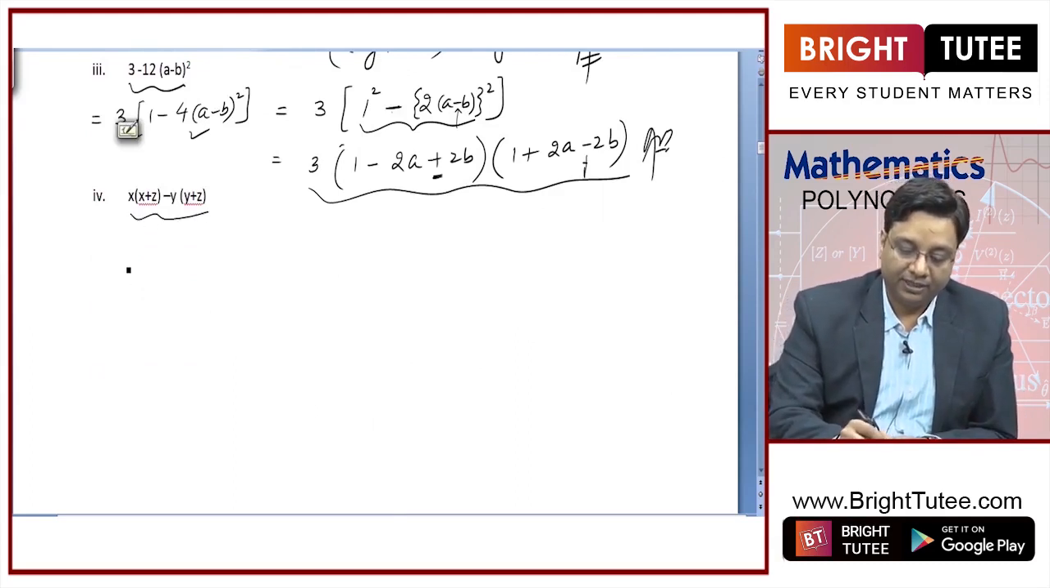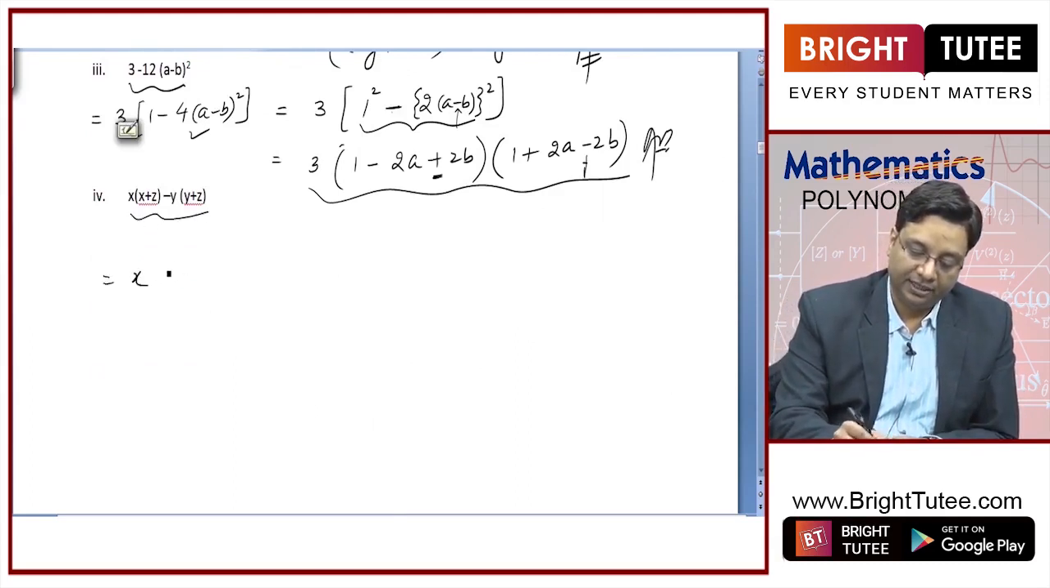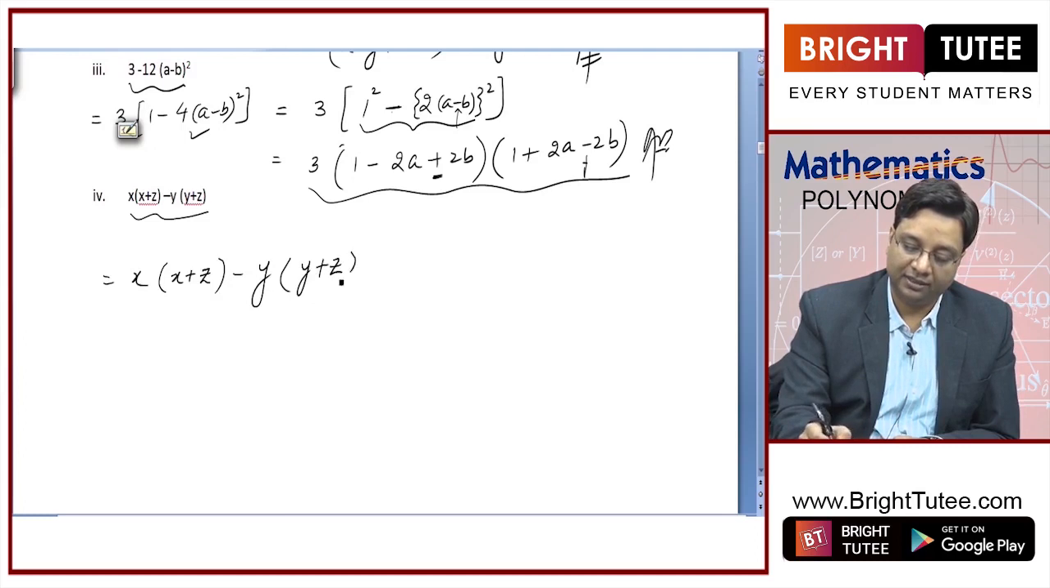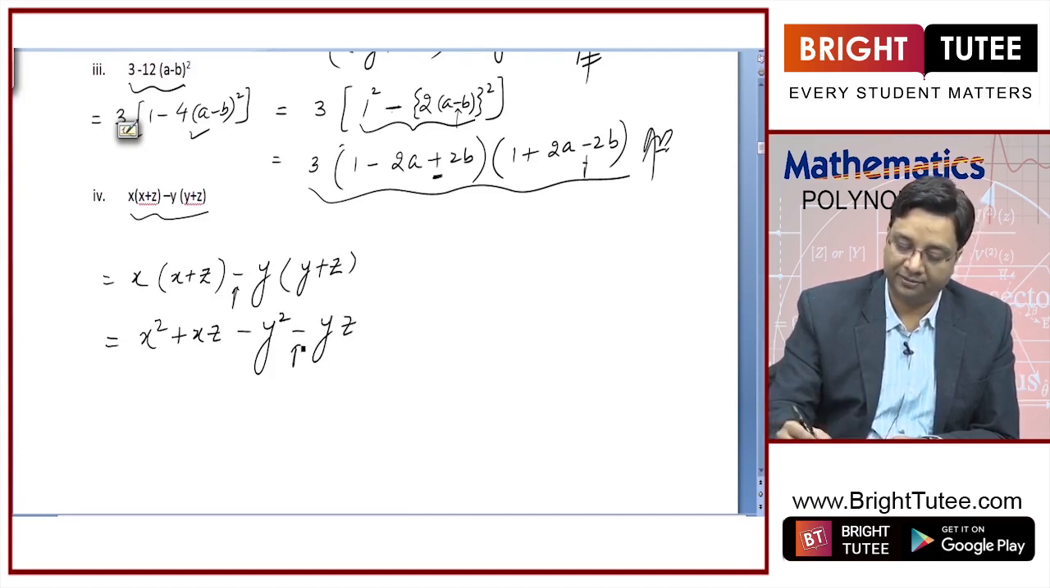Look at this one, x into (x plus z) minus y into (y plus z). Now if I expand it, x square plus xz minus y square minus yz, right? Because of this negative sign it will be minus yz here.